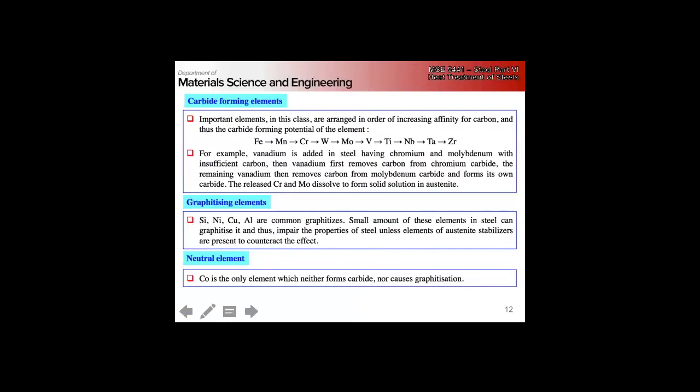We also have, this is some good Indian English here, right? Graphitizes, right? Meaning basically we're going to take our cementite and reduce it to our equilibrium phase, graphite. Right, so silicon, nickel, copper, and aluminum, all strong austenite stabilizers, right, will, we won't have cementite in our structure. We'll have graphite.